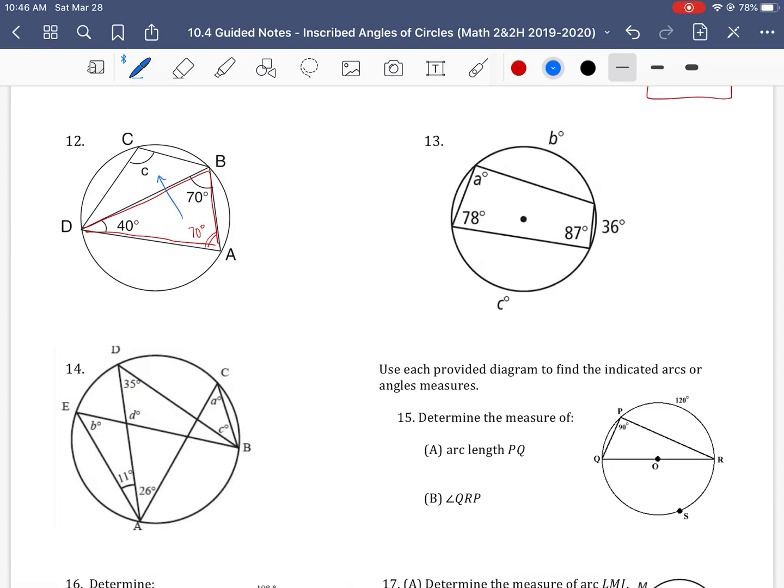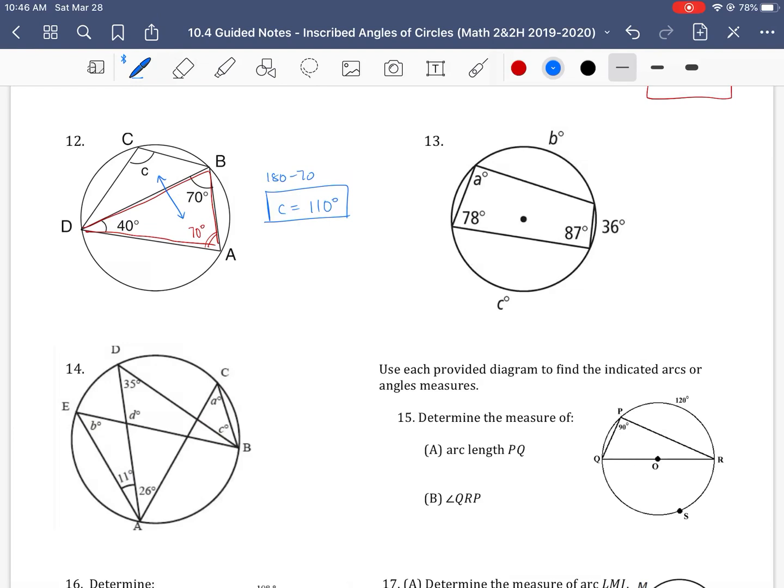We want to find this one, but remember these ones add to 180. So if C needs to be found and A is 70, then we just take 180, subtract 70, and a little c would be equal to 110 degrees. All right, looking at 13.